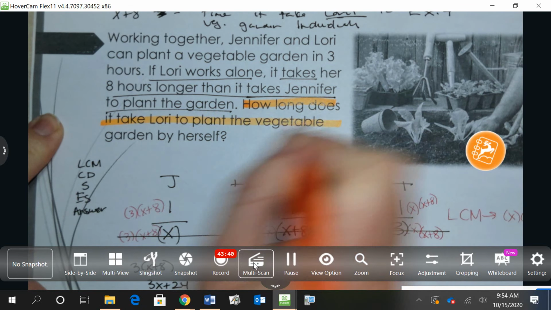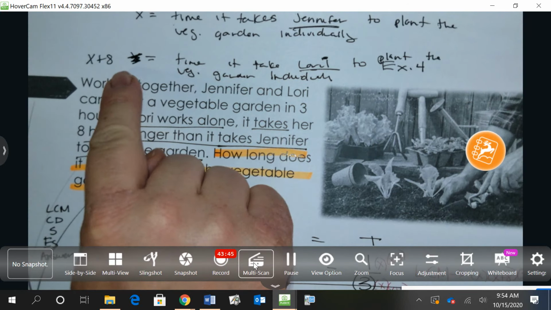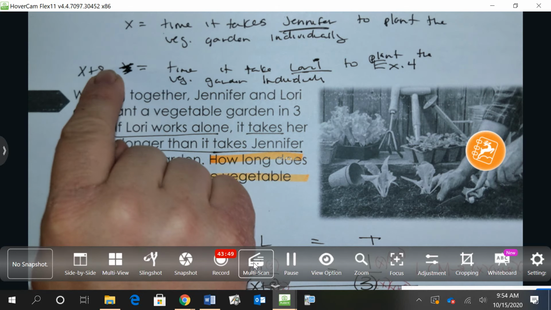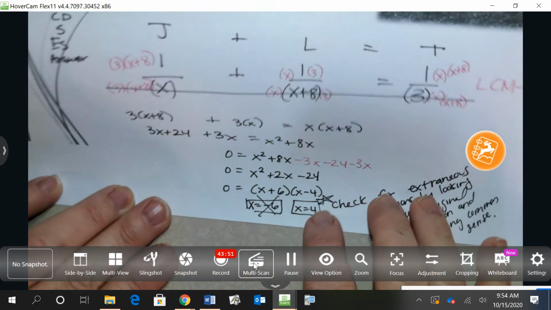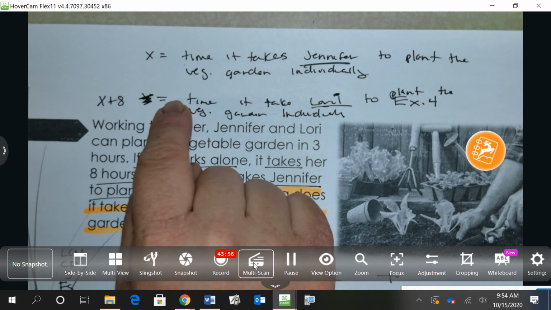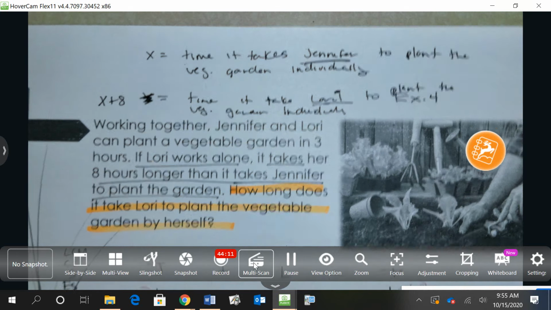How long does it take Lori to plant the vegetable garden by herself? So I go up to the expression that represents Lori. When I substitute in 4 for x, because 4 is the answer I received, 4 plus 8 is 12. So I would write a complete sentence, something similar to this: it takes Lori 12 hours to plant the vegetable garden by herself. Remember that your complete sentence has to include what is the time, who is it, and what is the task.